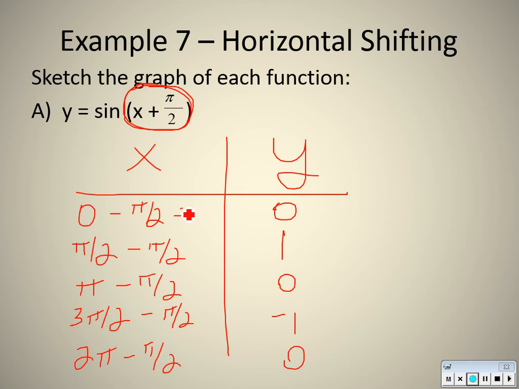So when I do that, I got 0 minus pi over 2, that's negative pi over 2. Pi over 2 minus pi over 2 is 0. Pi minus pi over 2 is pi over 2. 3 pi over 2 minus pi over 2 is pi. And 2 pi minus pi over 2 is 3 pi over 2. So now when I go to make the graph for this, there's my table of values.